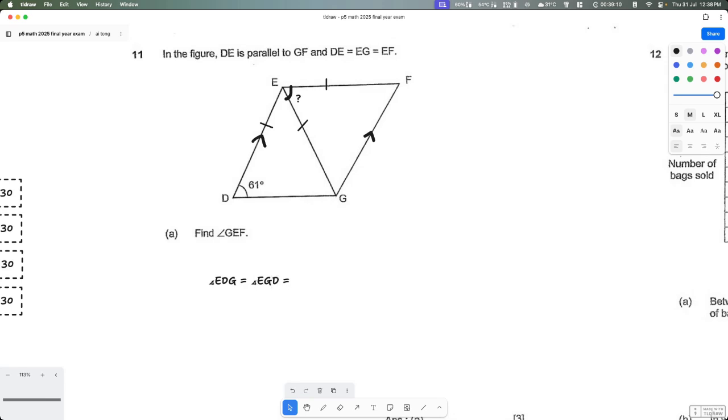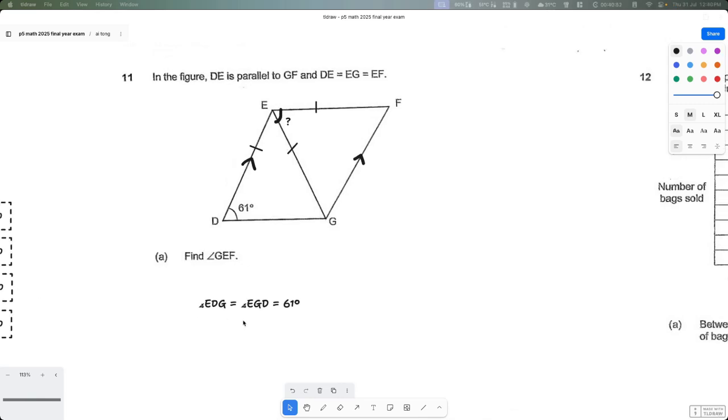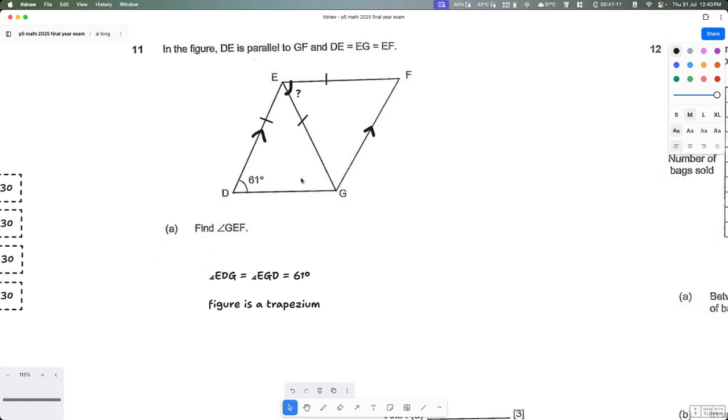EGD is also equal to 61 degrees. Okay, so at the same time, we also know that this whole figure, since there is a parallel, is a trapezium, right? Because we only know that only ED and GF are parallel. So what that means is that the co-interior angles between the parallel sides add up to 180.